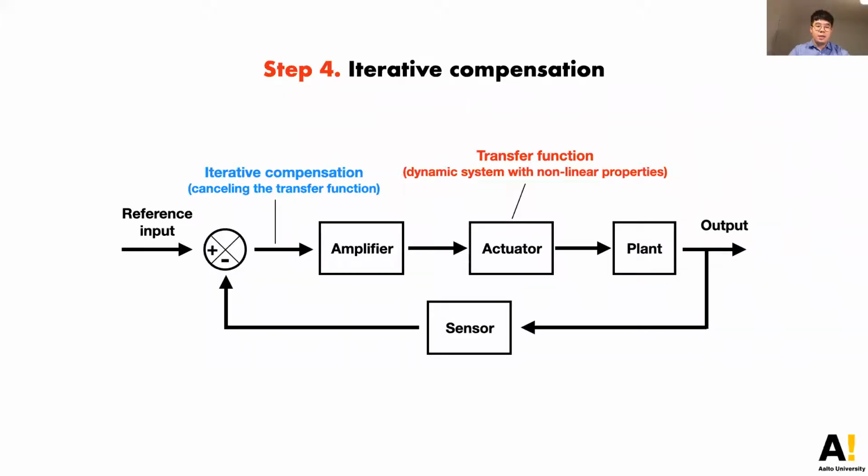The final step is iterative compensation. Every actuator has its own transfer function due to the mass. Accurate rendering of force is challenging because the function is usually unknown. The idea of iterative compensation is to minimize the effect of the transfer function by repeated trials.